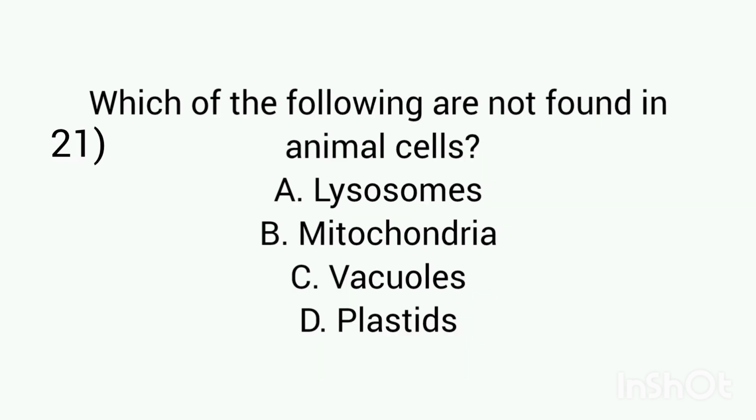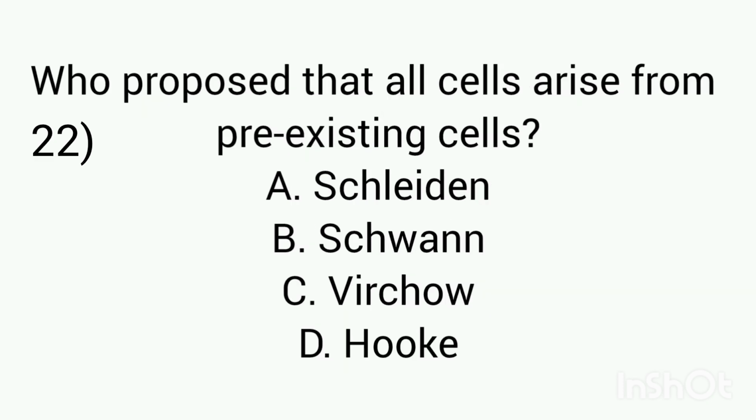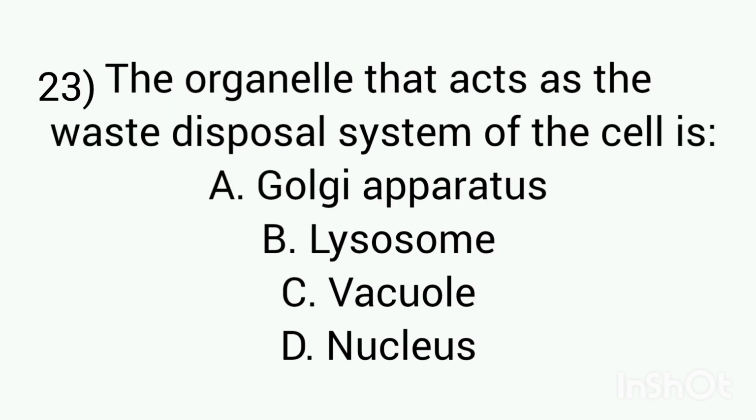Which of the following are not found in animal cells? A. Lysosome, B. Mitochondria, C. Vacuoles, D. Plastids. Who proposed that all cells arise from pre-existing cells? A. Schleiden, B. Schwann, C. Virchow, D. Hooke. The organelle that acts as the waste disposal system of the cell is A. Golgi apparatus, B. Lysosome, C. Vacuole, D. Nucleus.